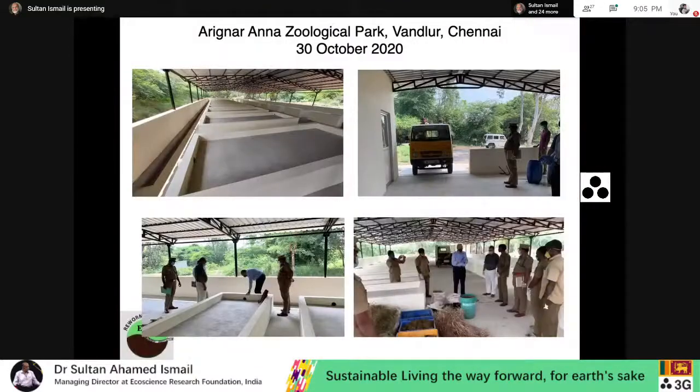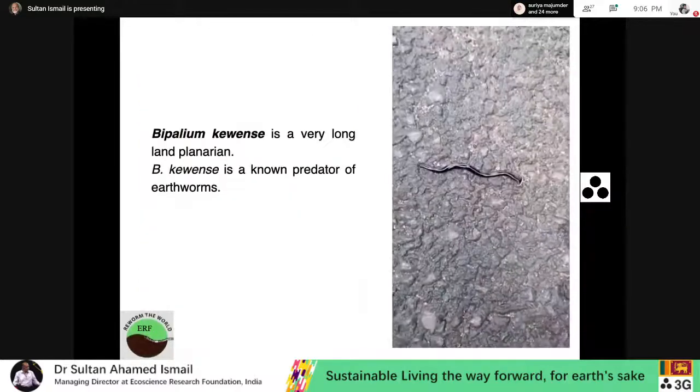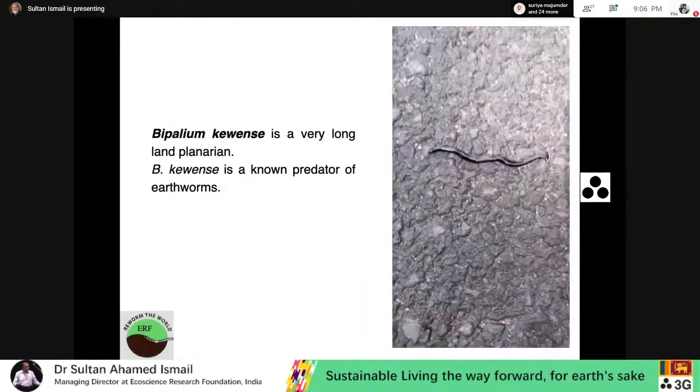And this is the latest one which I have designed for the Zoology Park Zoo here in Chennai, Vandalur Zoo. On 30th October, we inaugurated it. A huge structure for all the animal dung which is generated at the zoological gardens. So you, Colombo, you can go and advise your Colombo Zoo to do it. It's very simple. Those who are doing vermicomposting, please keep an eye on this chap.